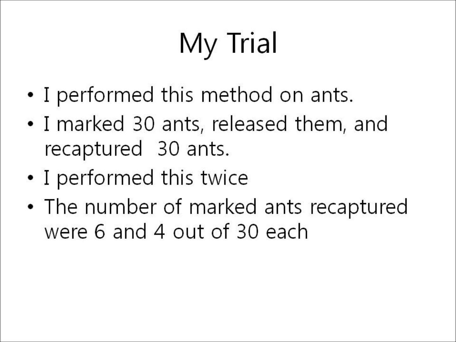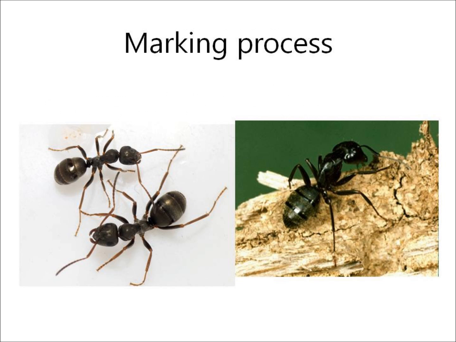My trial, or how I did it, I performed this method on ants. I marked 30 ants, released them, and recaptured 30 ants. I performed this twice, and the number of marked ants I recaptured for the first trial is 6 out of 30, and for the second, 4 out of 30.